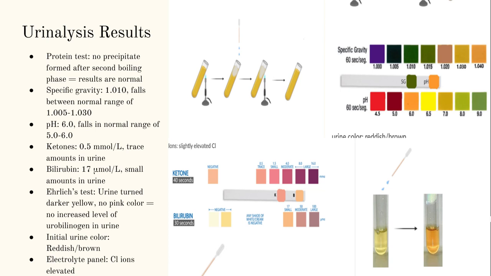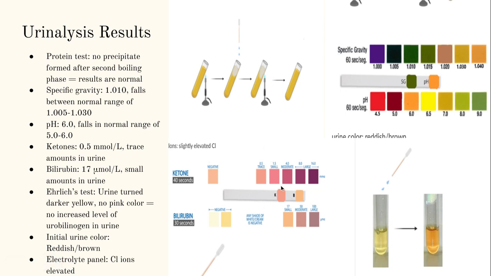The specific gravity was at 1.010, which falls within the range of 1.005 to 1.030. It might actually, now that I'm looking at it, be 1.015, but it still falls well within the normal range. The pH level indicates that it is at 6.0, which falls in the normal range of 5.0 to 6.0. Granted, it's on the high end, but it is still within the range.